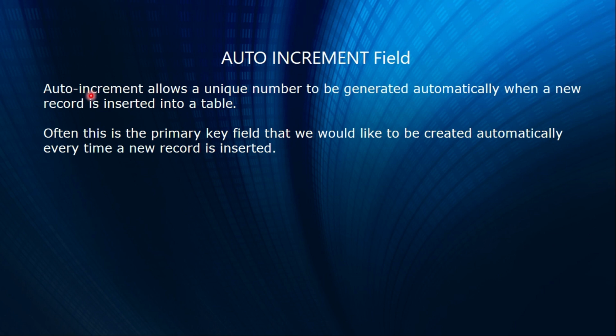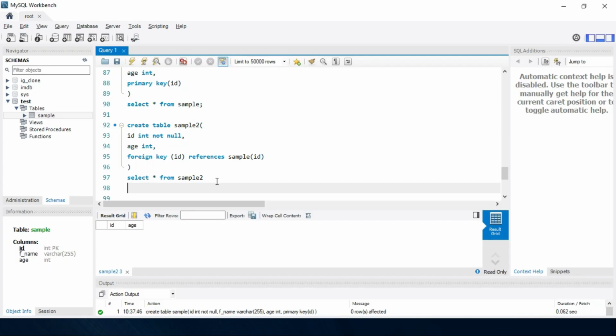Auto increment allows a unique number to be generated automatically when a new record is inserted into a table. Often this is the primary key field that we would like to be created automatically every time a new record is inserted. An auto increment key is usually applied to a primary key, so that it increments automatically. So let's look into an example of auto increment.